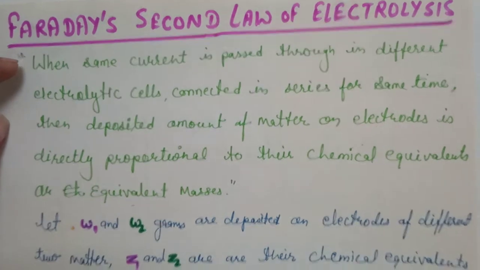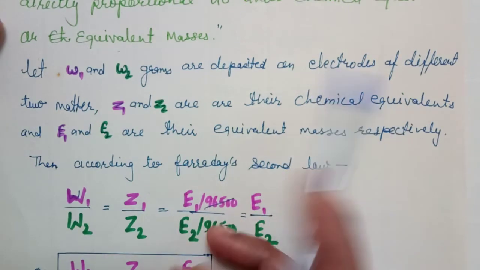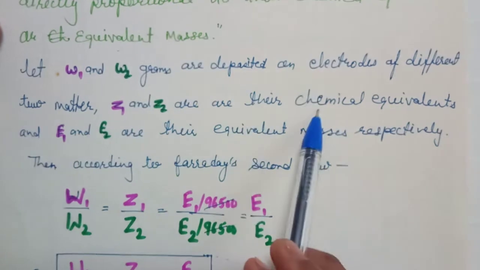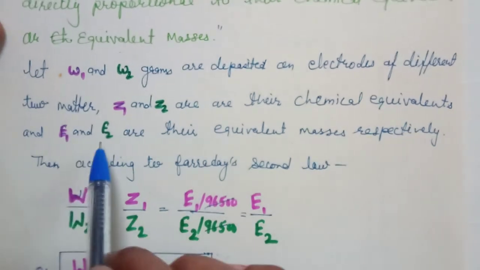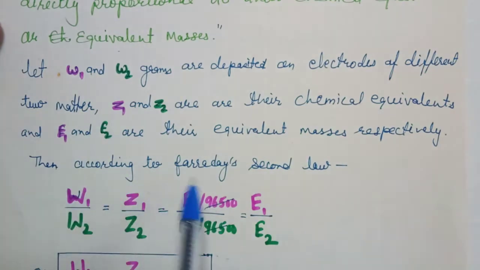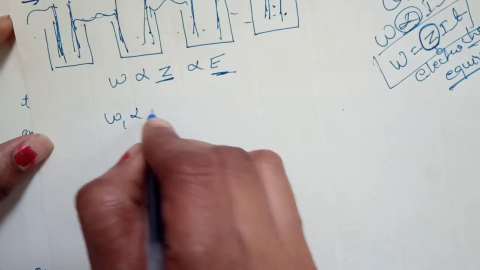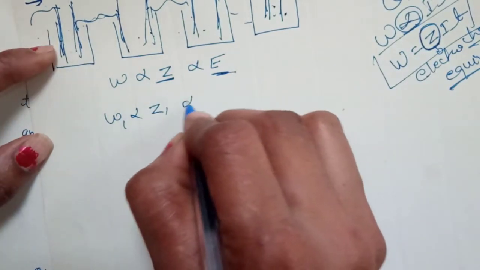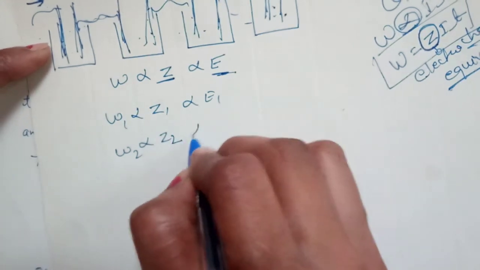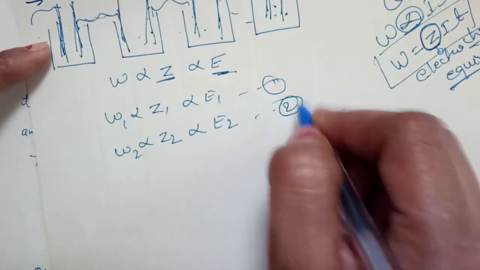Like W1 and W2 grams are deposited on the electrodes of two different matters. Z1 and Z2 are their chemical equivalents and E1 and E2 are their equivalent masses respectively. Then according to Faraday's second law, W1 is proportional to Z1 or proportional to E1. Same, W2 is proportional to Z2 or E2. This is equation number 1, this is equation number 2.